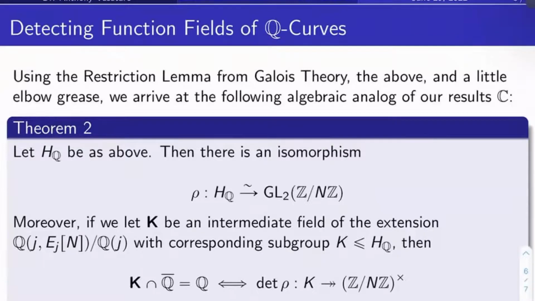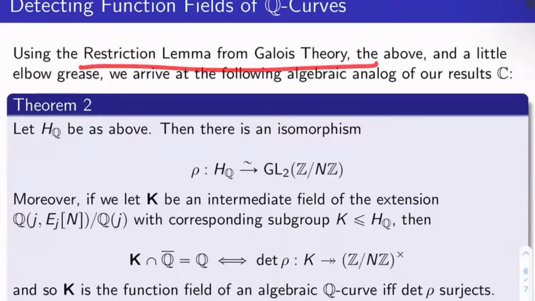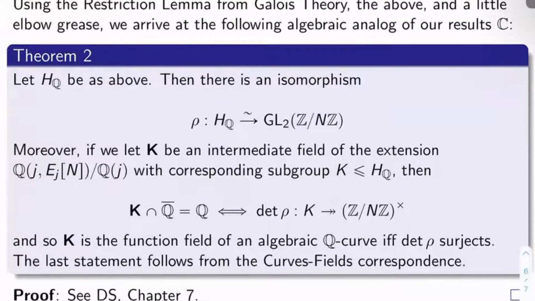Okay, so important theorem of the day. In order to discuss modular curves over Q, I have to know how to detect function fields of Q curves. Using the restriction lemma from Galois theory, the above discussion, and a little bit of work, we arrive at the following algebraic analog of certain results over C that were discussed last video. I'll call this theorem 2.